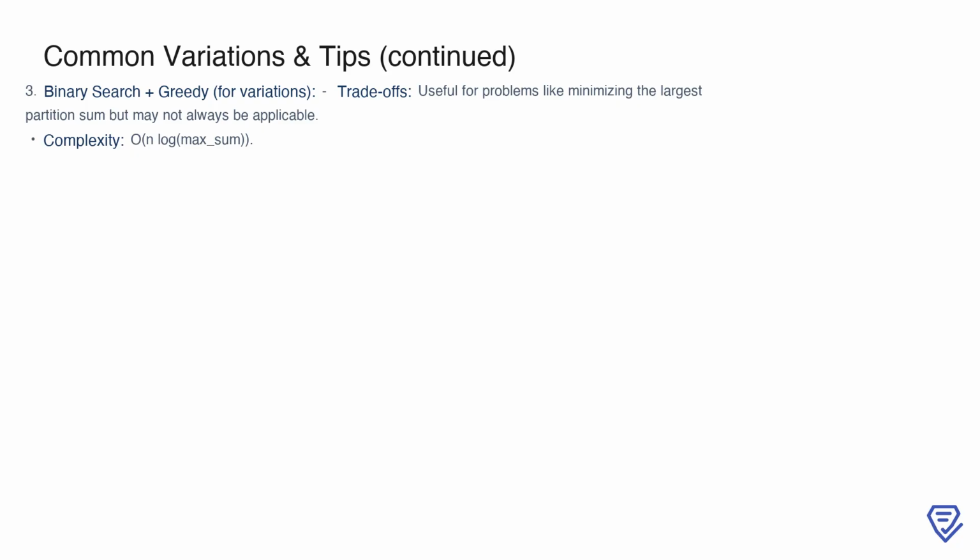Another variation worth exploring is the combination of binary search with a greedy strategy. This method is particularly useful for problems that require minimizing the largest partition sum, as seen in some extensions of this problem. The trade-off here is that while this approach can be very efficient, it may not always be directly applicable depending on the specific constraints or requirements of the problem. In terms of complexity, it typically runs in O(n log max_sum), where max_sum represents the largest possible subarray sum. This makes it a powerful tool for tackling partitioning problems that involve optimization criteria, though it requires careful implementation to ensure both correctness and efficiency.